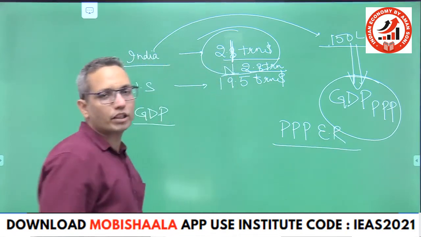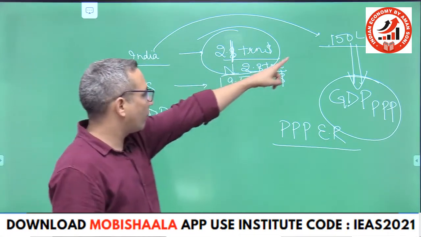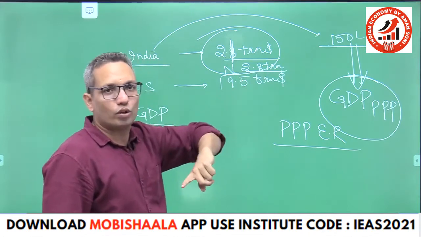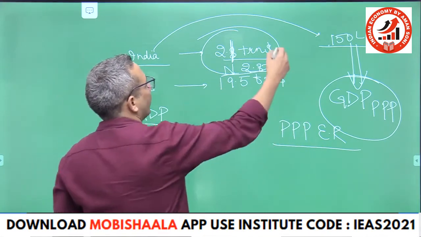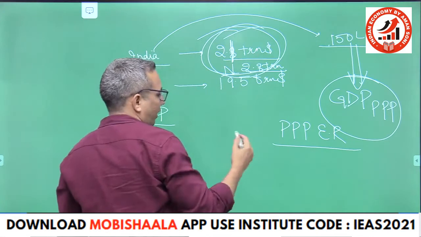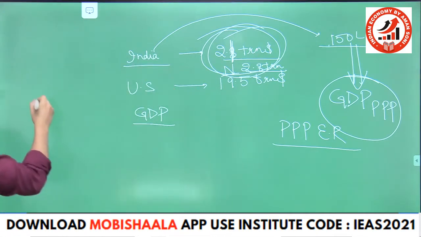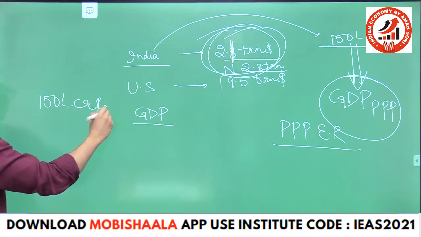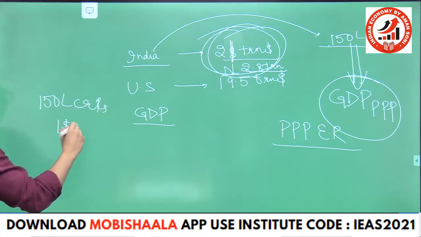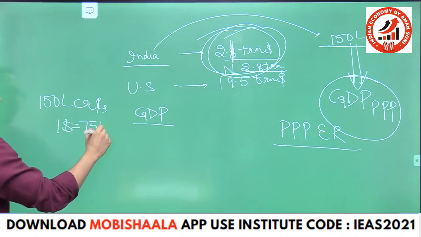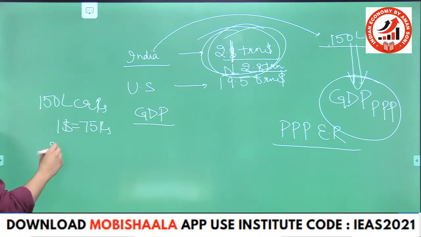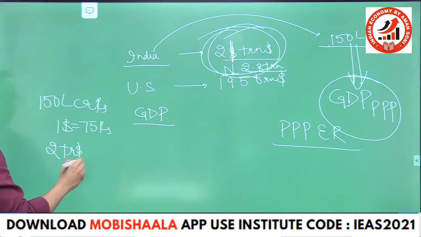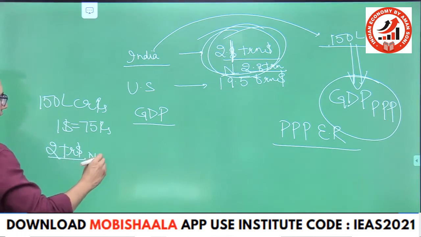We will take PPP exchange rate. So to convert 150 lakh crore rupees into GDP, we are producing goods worth 150 lakh crore rupees, and $1 is equal to 75 rupees. So we can say India's GDP is $2 trillion at nominal exchange rate.